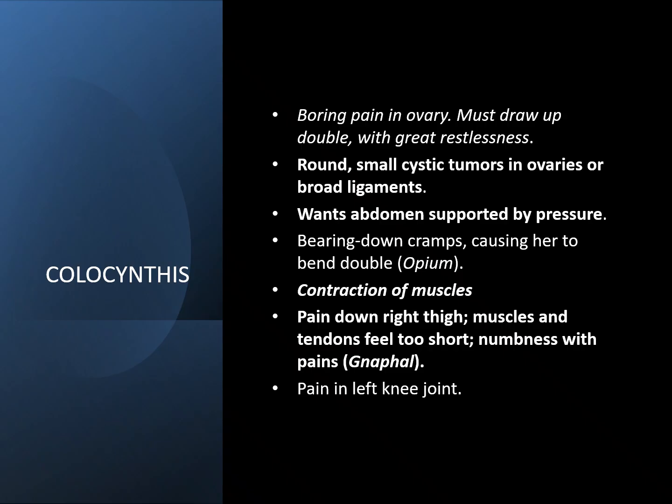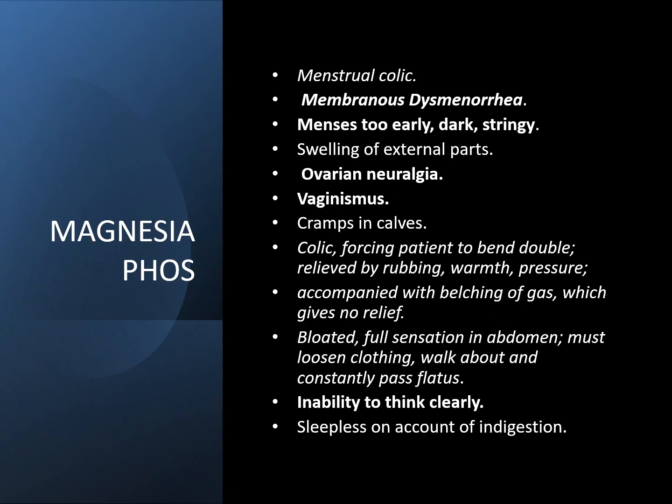Relief by bending double. So the patient always wants the abdomen supported by pressure. Pain extending into the thighs. There is a contraction of muscles, and the muscles and tendons feel too short, and there is numbness with the pain. So it is indicated when cramping pain is the dominant symptom and pressure gives marked relief.